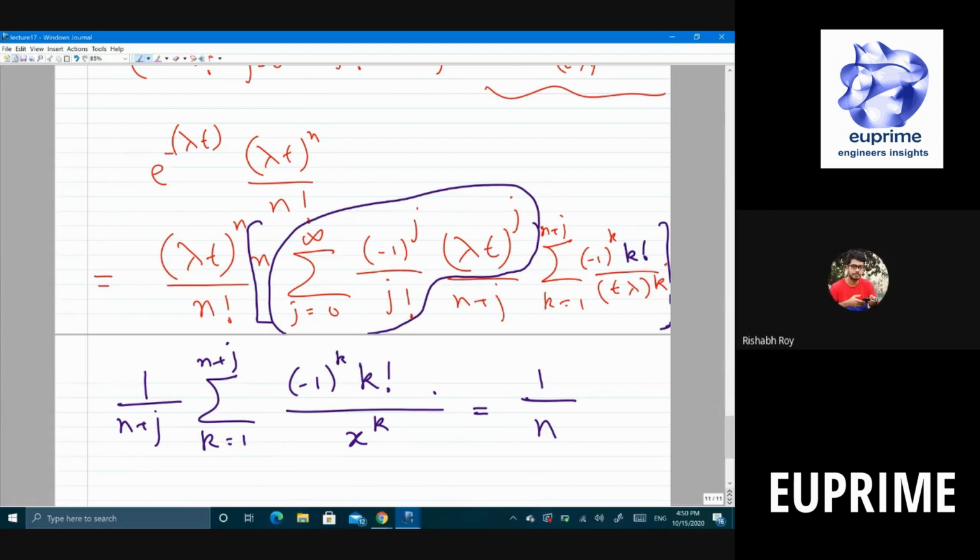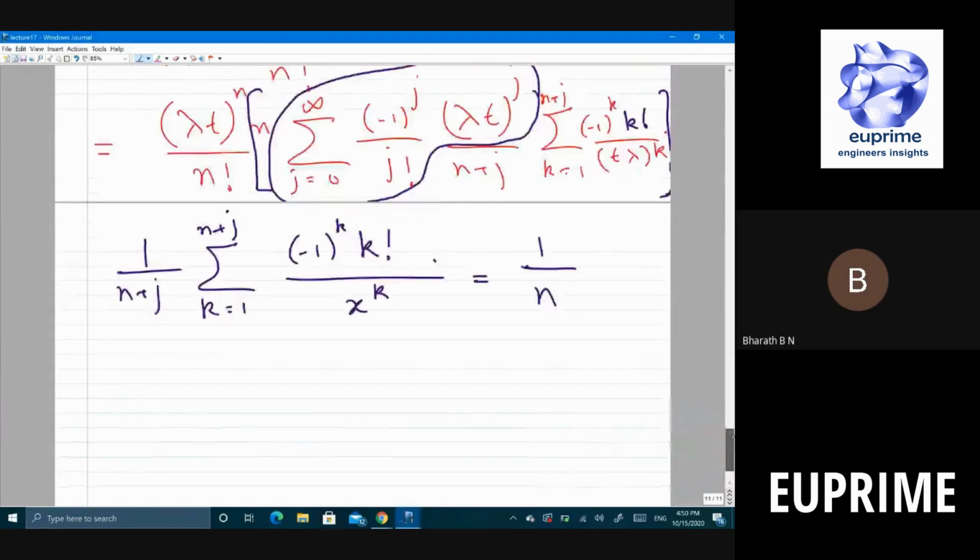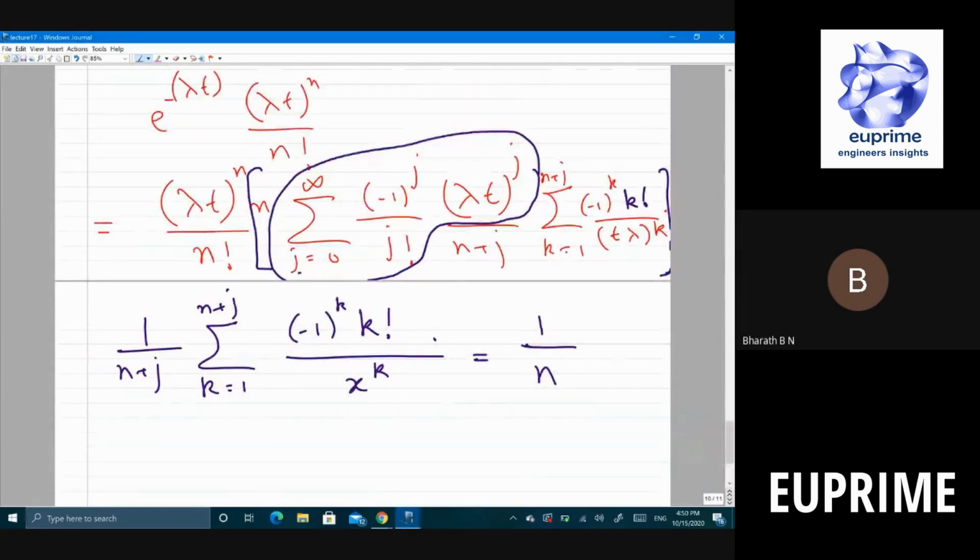So what is j here? I forgot. J is some term here, right? Because there is a summation here. If it is 1 by n for all j, then we are done. I don't think this will be the case. Lambda t power j over j factorial, minus 1 power j. Okay, this is fine.